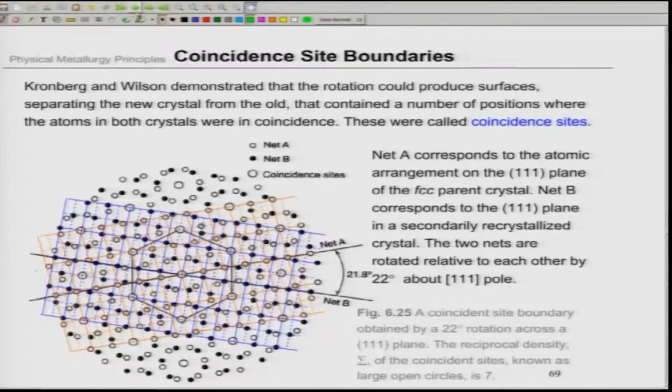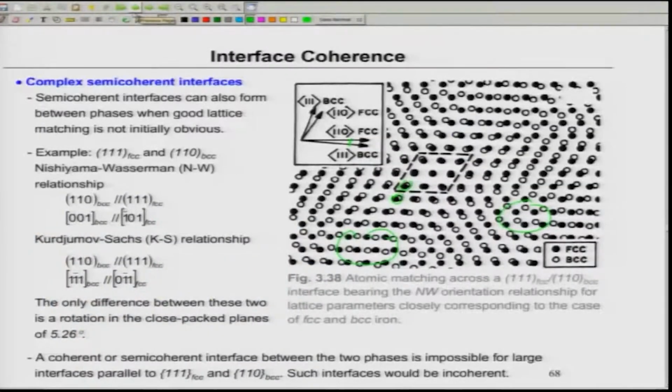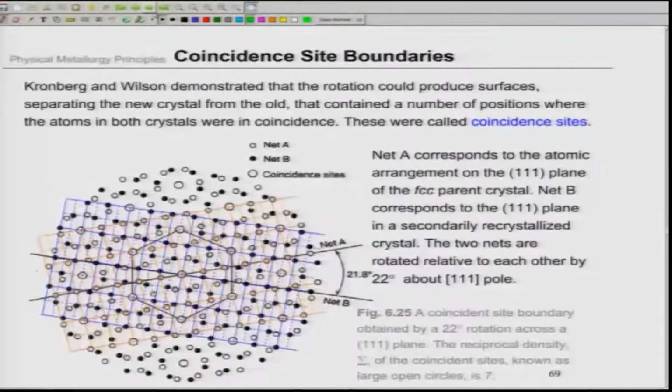Okay, let me just go back here. The reason I brought up this concept in this case, both the NW and KS relationships, is basically that even in this atomic distribution or atomic configuration, some places atomic planes are matching, some places they are not matching. So, wherever these atomic planes are matching, their atomic bonds are actually coinciding. Wherever they are not, they are falling apart, they are not coinciding with each other. That is exactly the idea of Kronberg and Wilson.